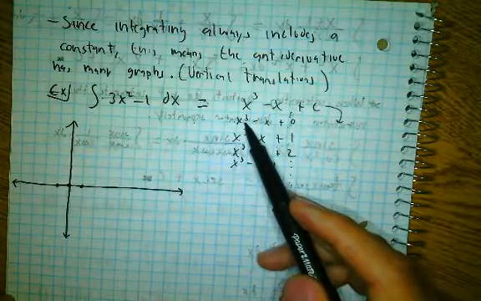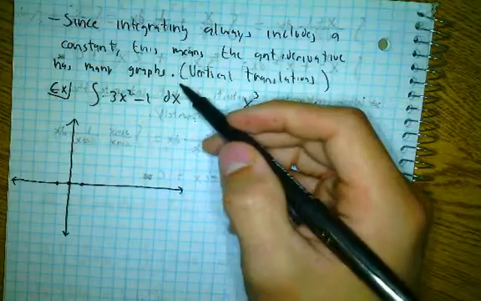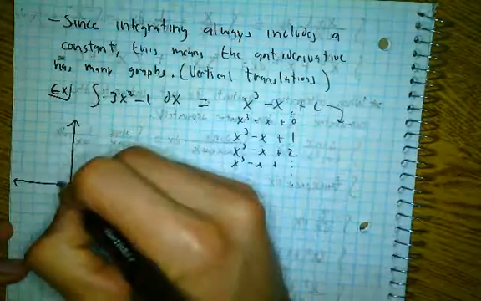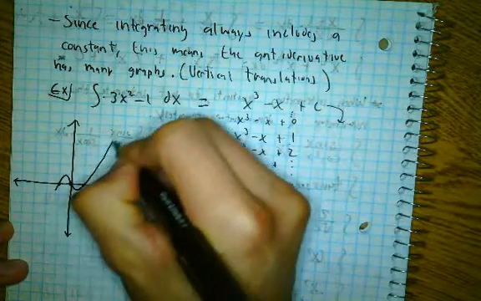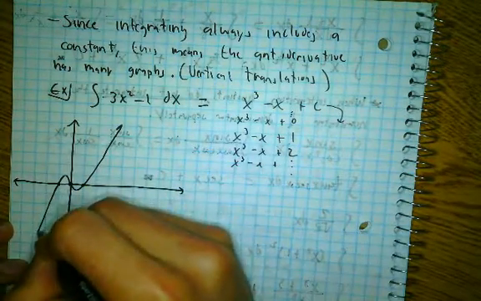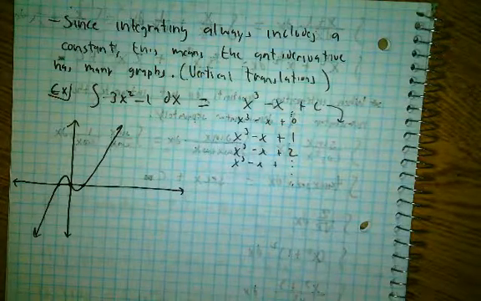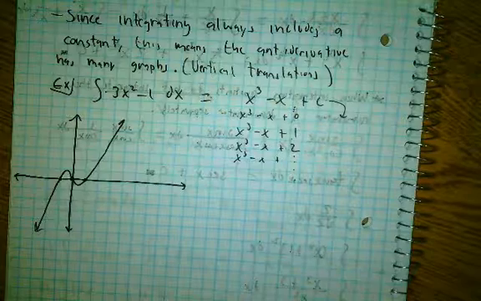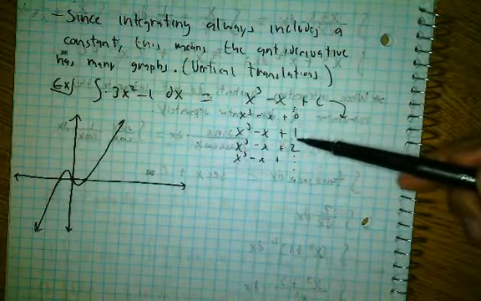Here's what's going to happen. What if I have a plus 1? What's it going to do? It's going to move everything up 1. So I'm going to do this one in green. So then you have something that looks like this. Right? And what if I have plus 2? Then you have the purple.